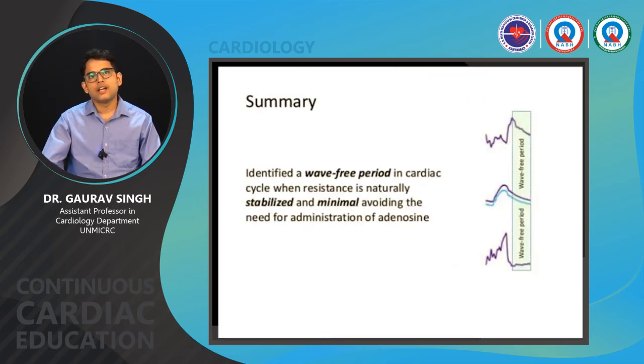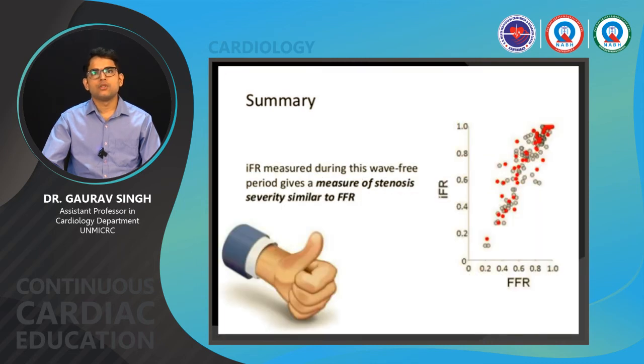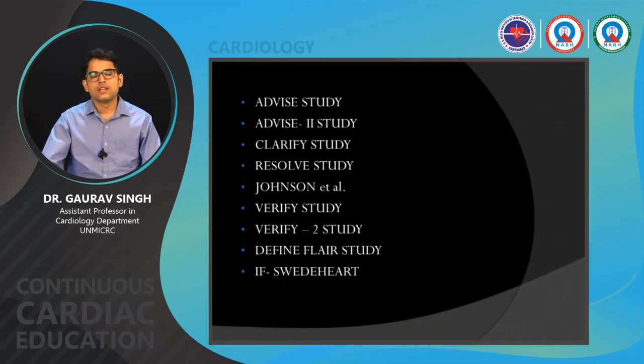So in summary, identify a wave free period in the cardiac cycle when resistance is naturally stabilized and minimal, avoiding the need for administration of adenosine. So iFR measured during this wave free period gives a measure of stenosis very similar to FFR. So these are some of the studies in iFR.